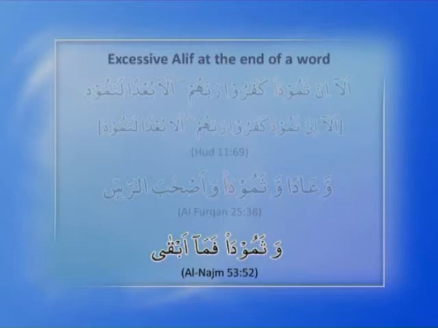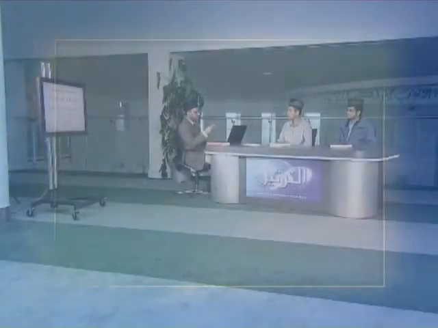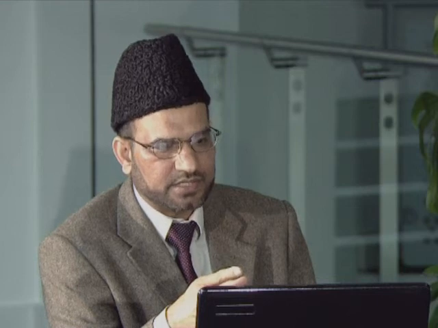Another example in Surah An-Najm, chapter 53, verse 52. وَثَمُودَ فَمَا أَبْقَى. Okay, so each one will be reciting the first line, making sure you make right waqf on that one. Okay, first, Numan.